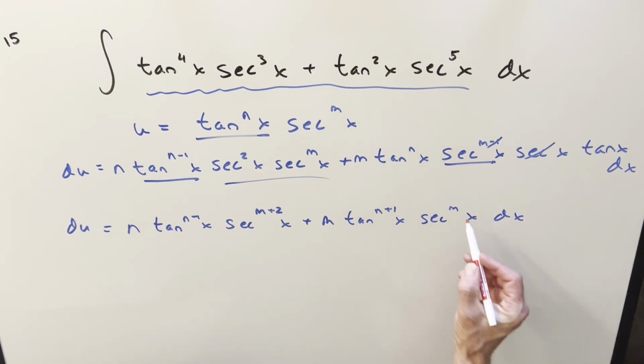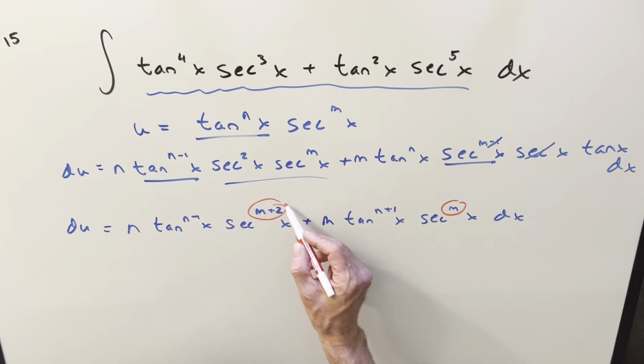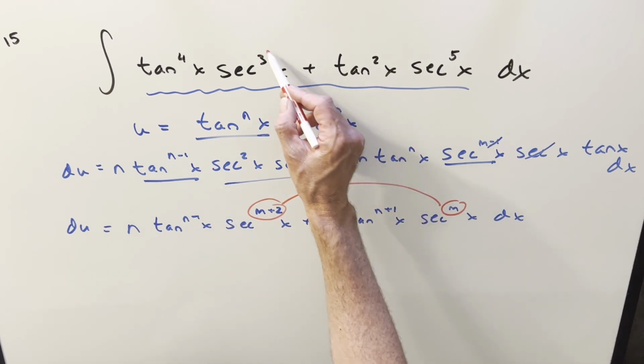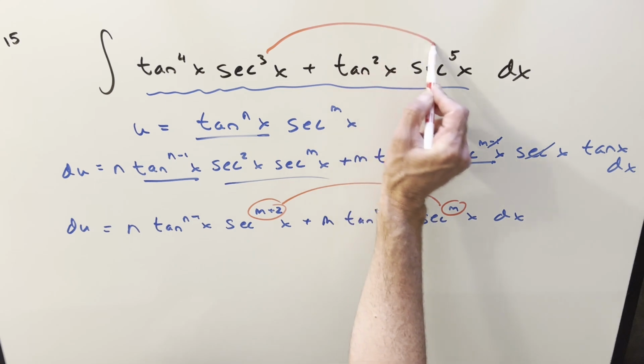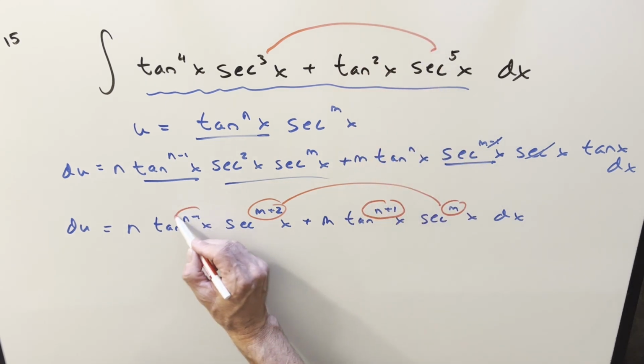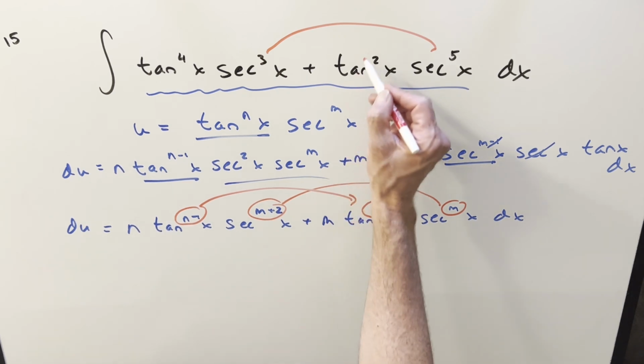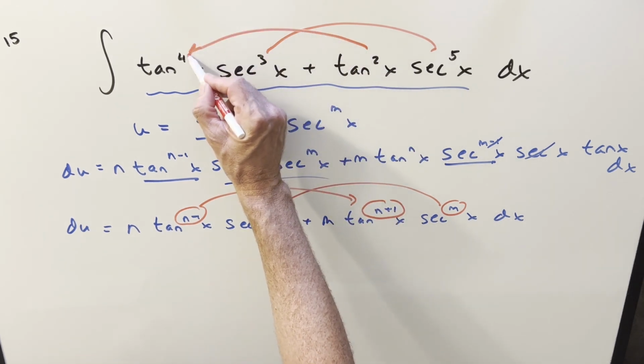You might notice the pattern here: the exponent on secant is differing by 2, m and m plus 2. That matches our problem here. We're going from 3 to 5, differs by 2. Over here, same kind of thing on tangent, going this way, differs by 2, from n minus 1 to n plus 1. That works like this right here.